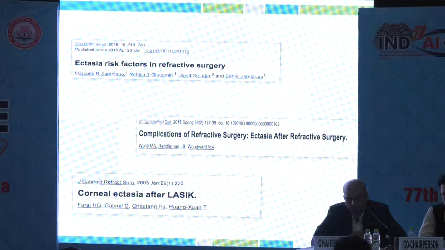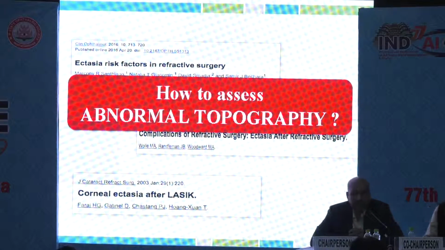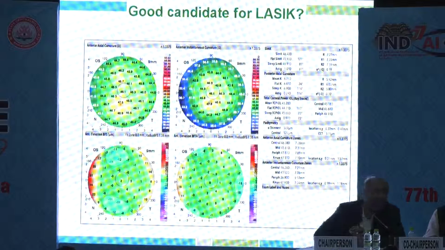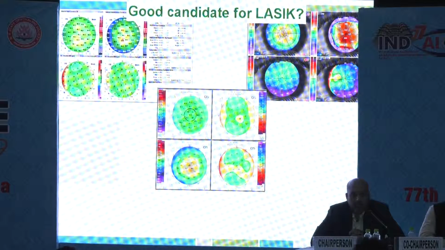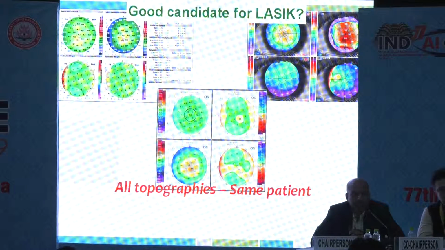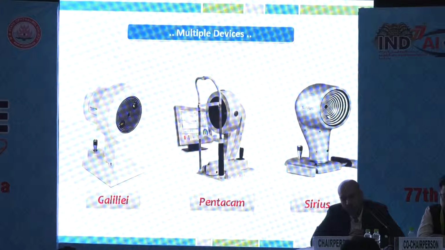There are various risk scoring systems available in the literature, and we do use them each day, and also the PTA and the residual stromal bed thickness. But are they sensitive enough, or how do we assess abnormal topographies beyond these ectasia risk scoring systems? These are the topography maps of the same patient. If you see from 3 different machines, Pentacam, Orbscan and Galilei, they all look the same, but which is the best for detection? And they all have the keratoconus screening indices, but are they reliable, sensitive and specific enough? We need to know that.